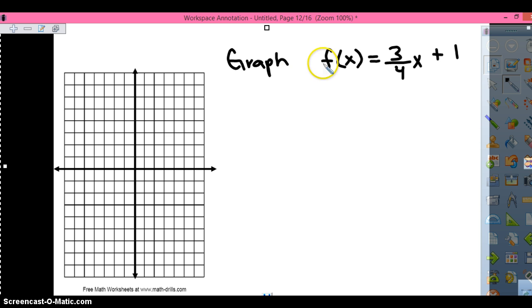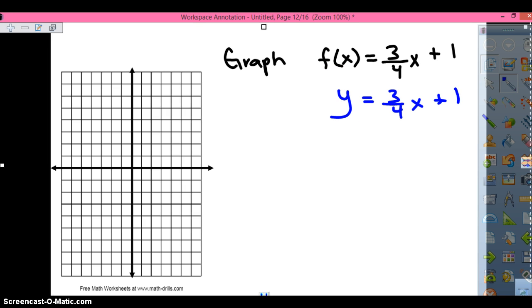If we have to graph the function f of x equals 3 over 4x plus 1, this means the same thing as graphing y equals 3 over 4x plus 1, because f of x is equal to y. So can we find what our slope is? What is our slope? 3/4. What is our y-intercept? 1. So do we have enough information to graph? So we're starting to graph on y-intercept 1. If my slope is positive 3 over 4, we go up 3, right 4.